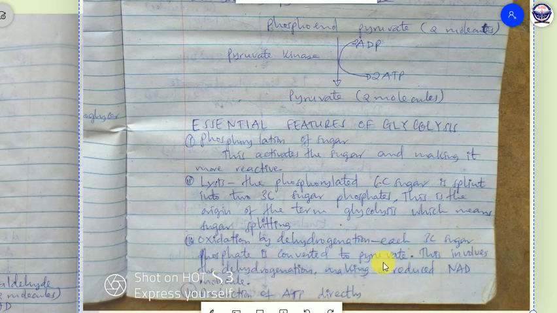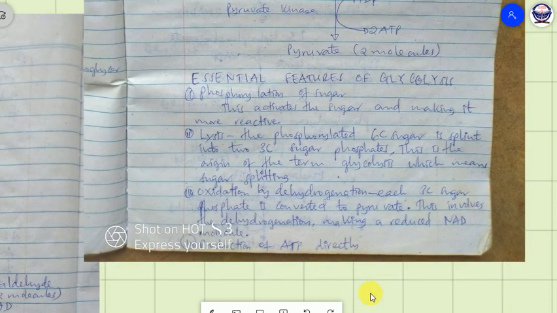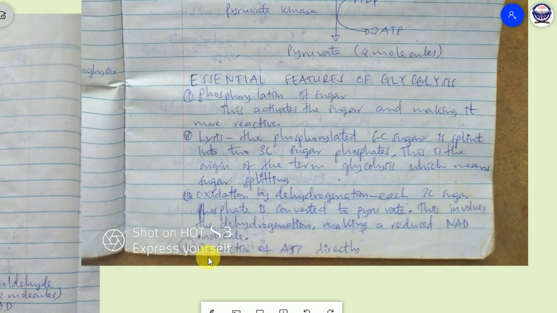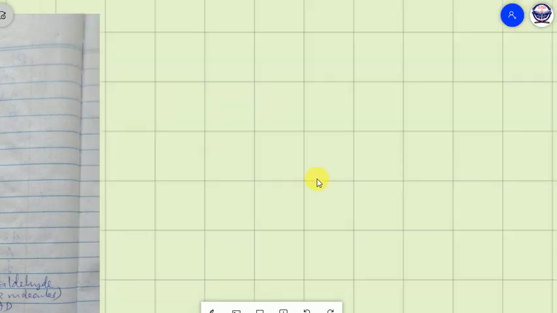Each 3-carbon phosphate is converted to pyruvate. This involves dehydrogenation, making a reduced NAD molecule. And the last essential feature of glycolysis is production of ATP directly. So ATP nyingine zitakuwa produced by ile hydrogen au kwa kweli by NAD, lakini one among the essential features of glycolysis is direct production of ATP.